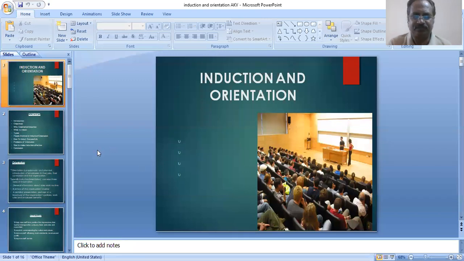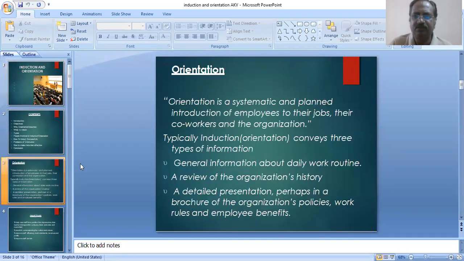Now here the meaning of orientation and induction is given: orientation is a systematic and planned introduction of employees to their jobs, their co-workers, and the organization. So typically induction, that is orientation, conveys three types of information: general information, organization history, and a detailed presentation related to organization policies, work rules, and employee benefits.